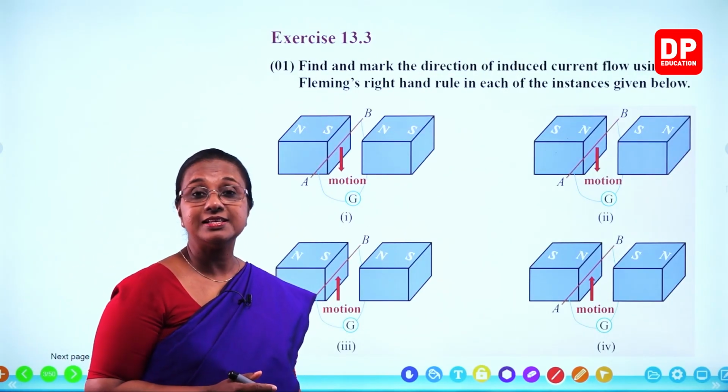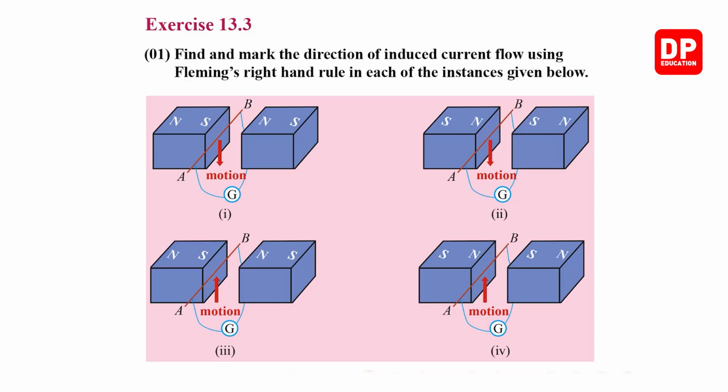Here we have an exercise given in your textbook. Find and mark the direction of induced current flow using Fleming's right-hand rule in each of the instances given below. So here you can see north and south, north and south. Two magnets are kept, and perpendicular to that is the conductor AB, and the motion is shown by the red arrow. Here you can see the conductor is connected to the galvanometer.